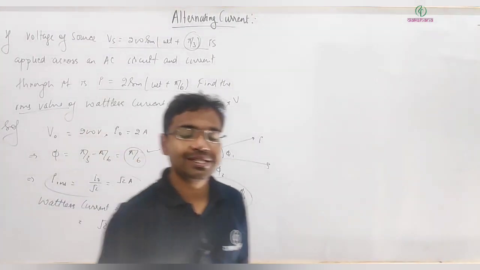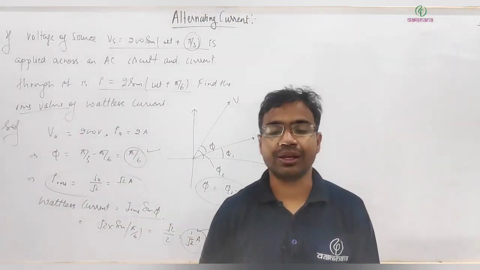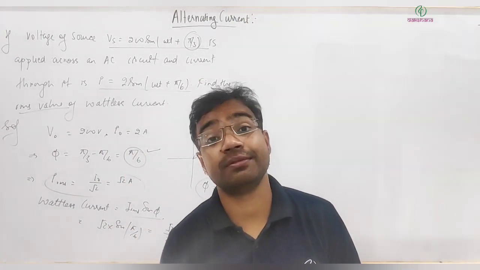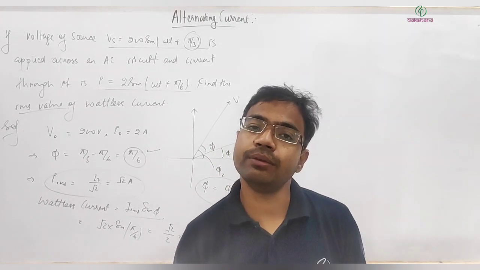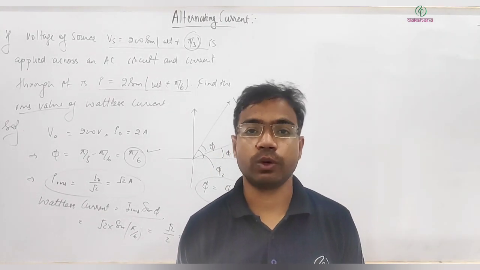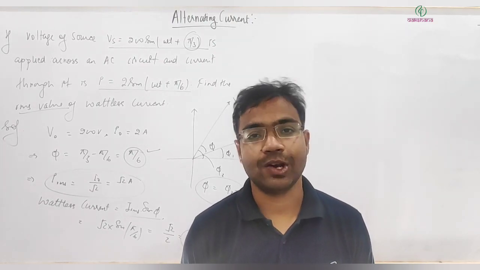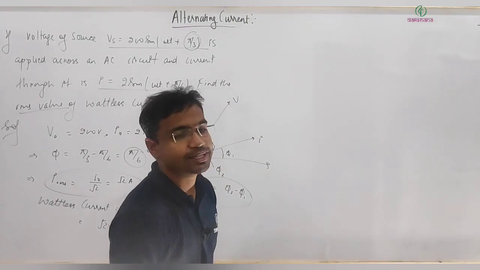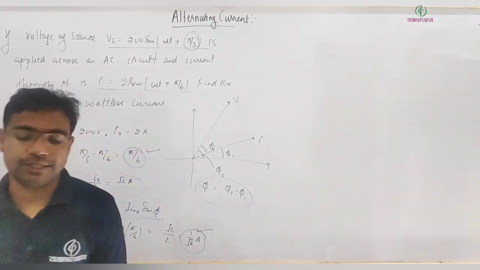So whatever the circuit is given, you can calculate I, you can calculate V, you can calculate phi. Phi is the phase difference angle between I and V in the circuit or across the element in any circuit. Whatever is asked, proceed accordingly. So I hope this all makes sense to you regarding wattless current.